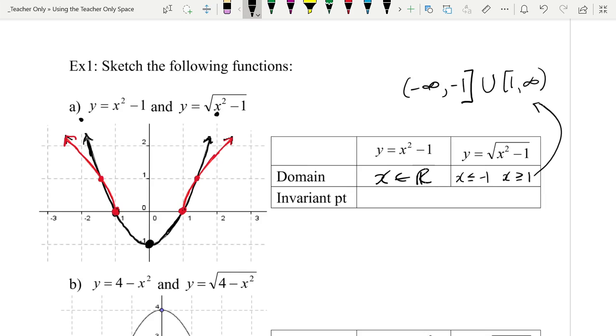And remember, you have to curve the bracket at infinity, because you can't actually reach infinity. Infinity is not a number you can walk up to on the number line and say, there, I'm at infinity now. Okay? So that's what it looks like in interval notation.